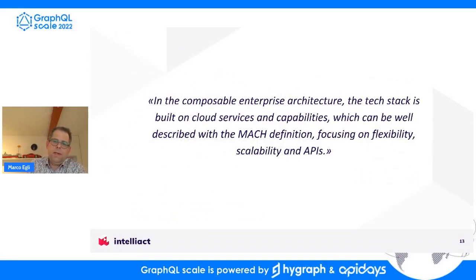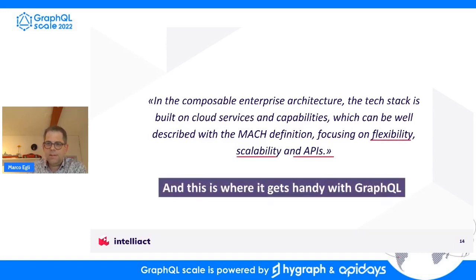So in the composable enterprise architecture, the tech stack is built on cloud services and capabilities, which can be well described with the MACH definition, focusing on flexibility, scalability, and APIs. And that's where it gets very handy with GraphQL, because we have defined an individual product model, as described before, and we need APIs or queries to that product model in many different ways. And we want that without changing the backend services all the time.